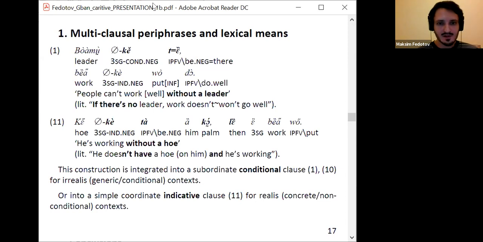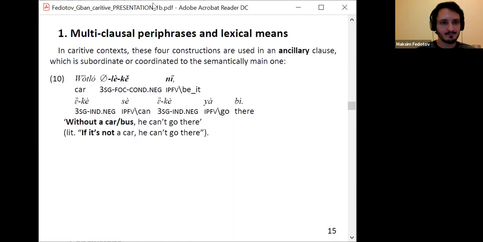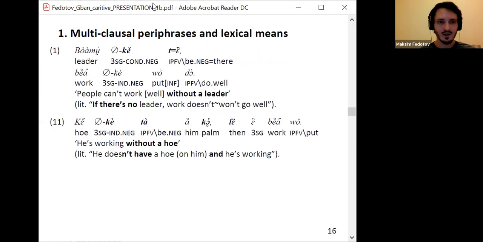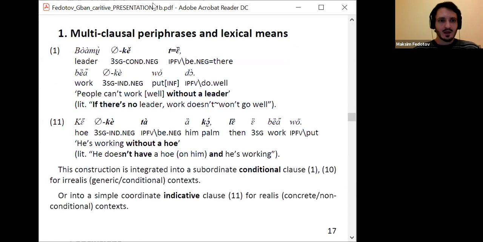While when we have some generic or conditional contexts, such as people can't work without a leader in general, right? Or without a car, he can't go there. It's semantically a conditional example. In these cases, we see an explicit conditional construction in Gban, which is in a subordinate clause. All right.